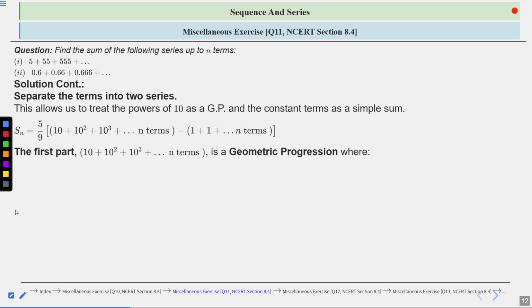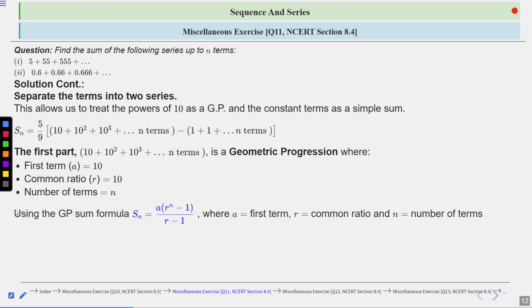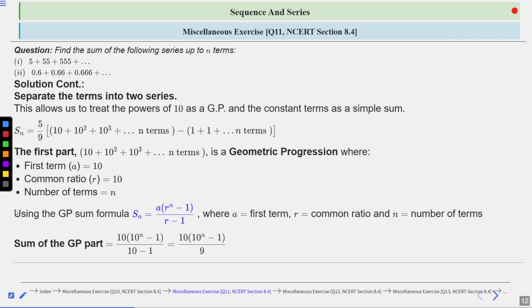So the first part, 10 plus 10 square plus 10 cube up to n terms, is a geometric progression where first term a is equal to 10, common ratio r is equal to 10, and number of terms is equal to n, right? Using the GP sum formula, Sn will be equal to a times (r to the power n minus 1) upon (r minus 1), where a is the first term, r is the common ratio, and n is the number of terms, right? Now, the sum of the GP part will be equal to 10 into (10 to the power n minus 1) upon (10 minus 1), which will be equal to 10 into (10 to the power n minus 1) upon 9, right?